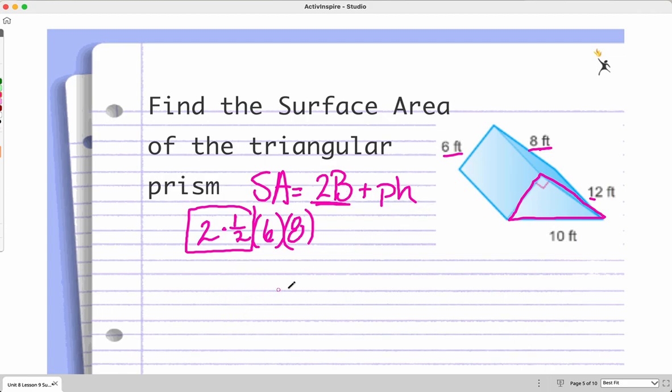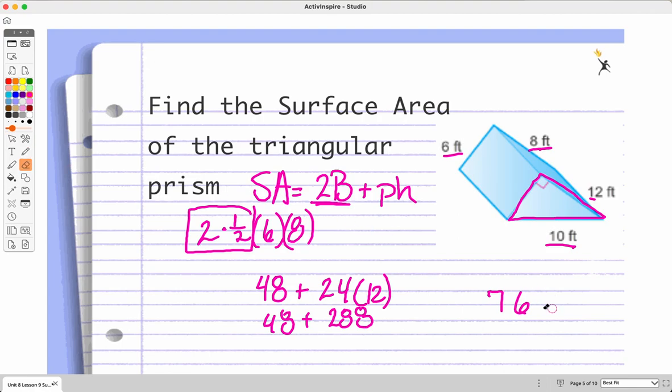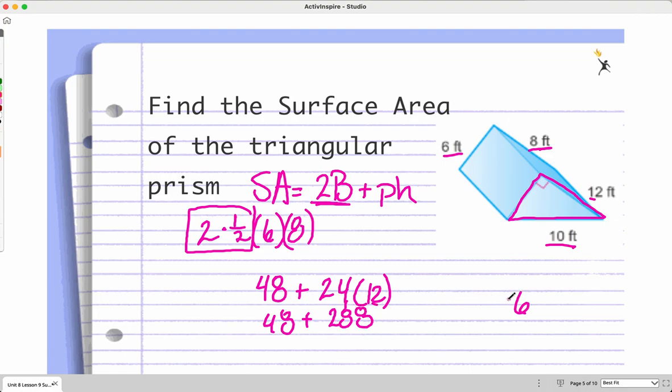So now big B, so this first section is going to be 48 plus perimeter. So I got to add all the sides, 6, 8, and 10. So 6 plus 8 plus 10 is 24 times 12. Okay, so 48 plus 24 times 12. So got to get my order of operations going here. This is 288. So it's 8 plus 8 is 16, carry the 1. That's 7... 376. That's not right. Silly me. It's 6 carry the 1, and that's going to be 4 plus 8, plus 3 plus 1, carry the 1, is 336 feet squared.